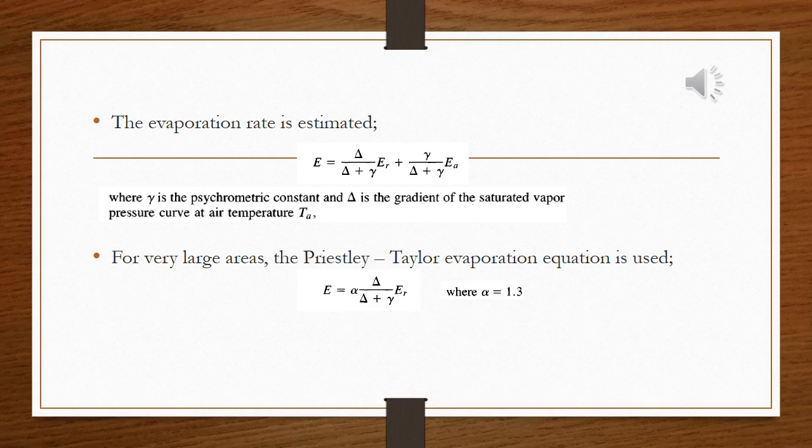It's just like the energy balance equation with a ratio, alpha, which is generally taken as 1.3, multiplied by delta, the gradient of the saturated vapor pressure curve at air temperature T, over delta plus gamma, the psychrometric constant. We need to multiply this by ER, which we calculate in the energy balance, the radiation evaporation rate only.